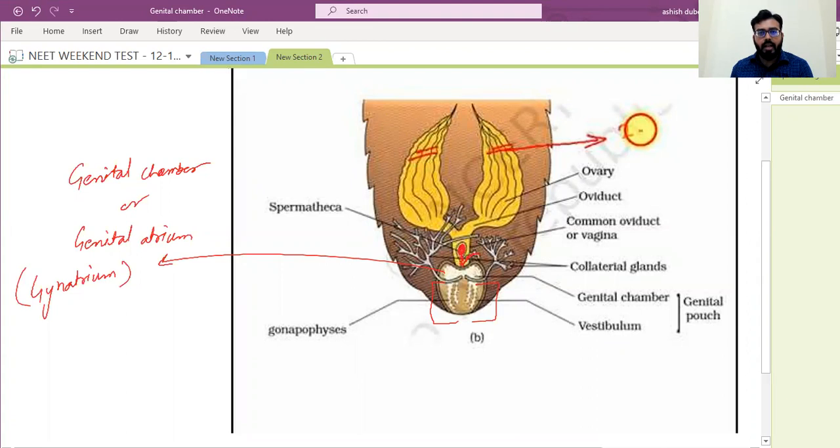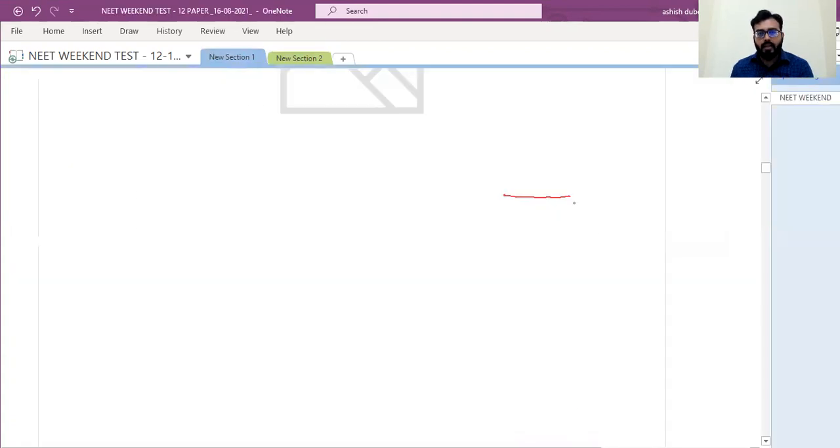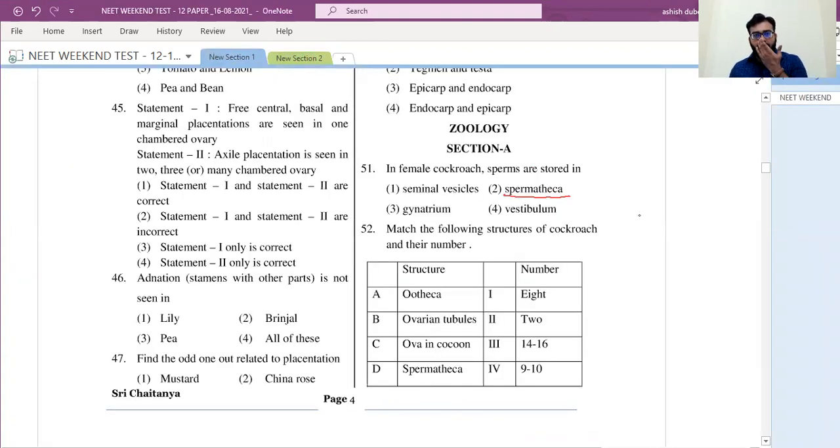So the deposition of the sperms is in the spermatheca, this paired and unequal structure. So it is the spermatheca in which the female cockroach sperms are stored. So question number 51, the answer is second, spermatheca.